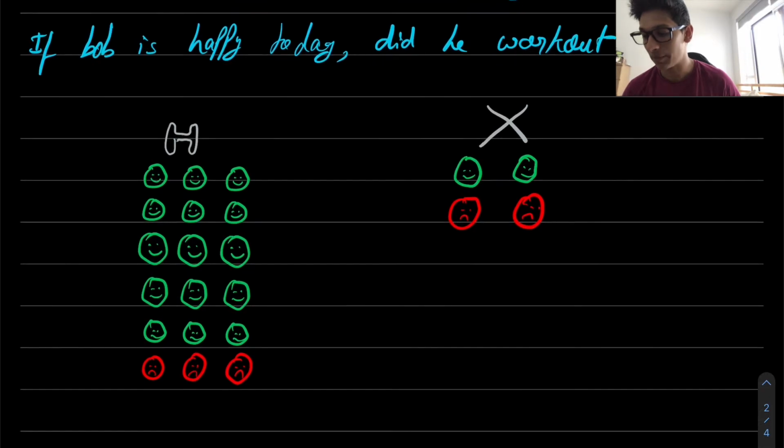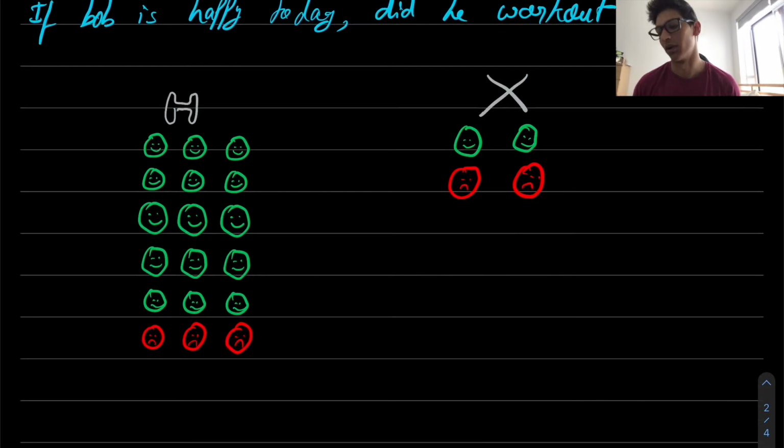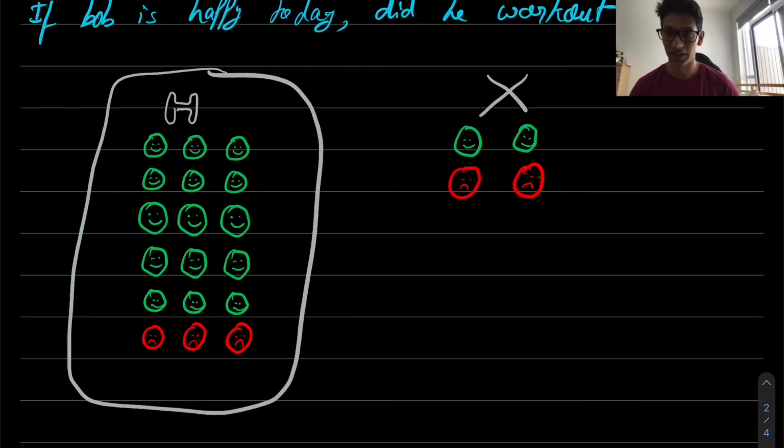Now, if Bob is happy today, did he work out? Or, so to say, if Bob is happy today, what is the probability that he worked out? So the probability of him working out on any given day is 60%, or 3 out of 5, and that has a 5 out of 6 chance of making him happy. So we're making 5 total columns. When we look at him working out, there are 3 out of 5 chances that he will work out, so we make 3 columns here.